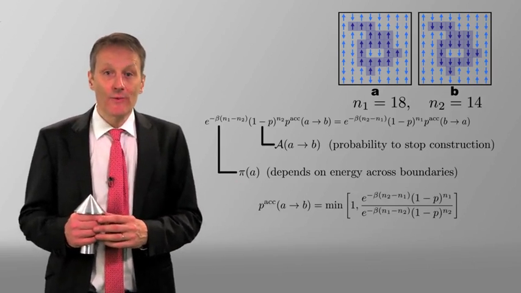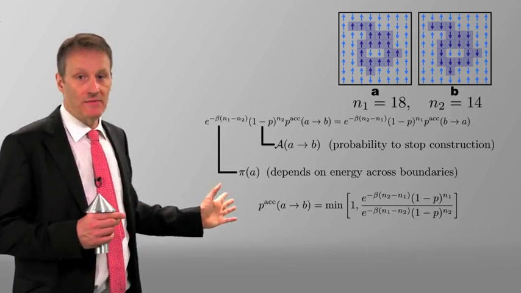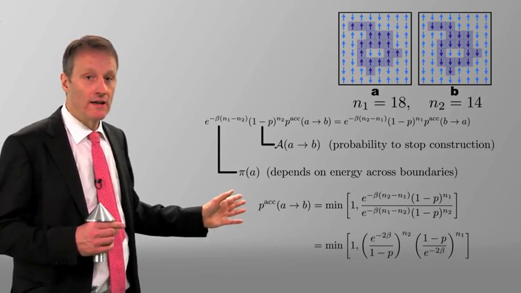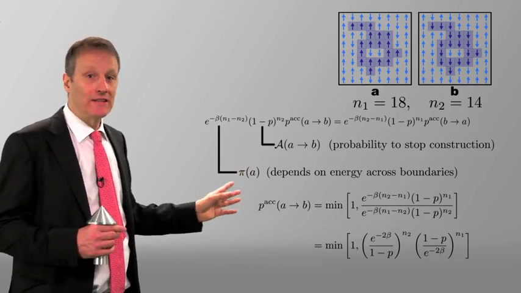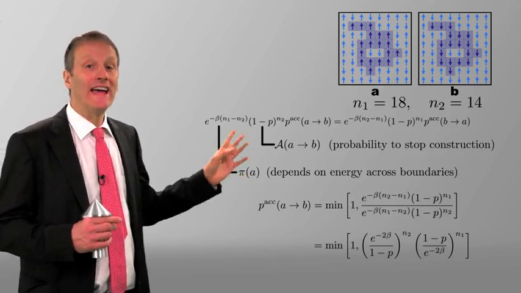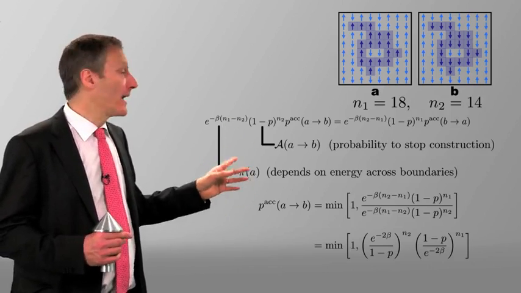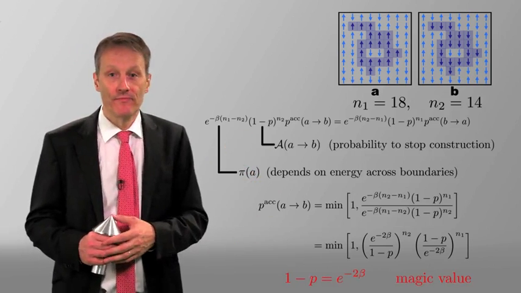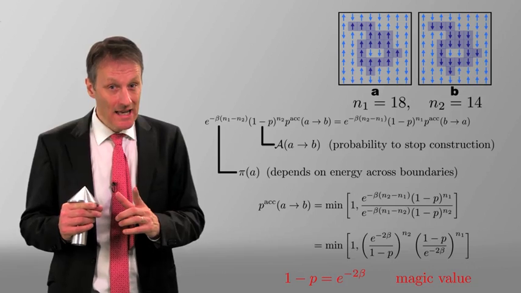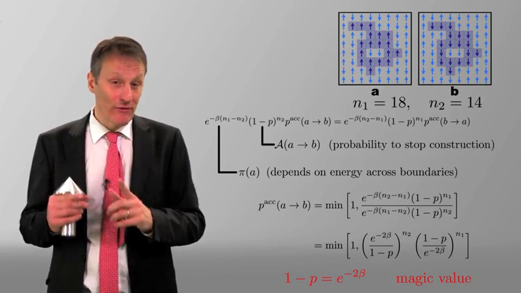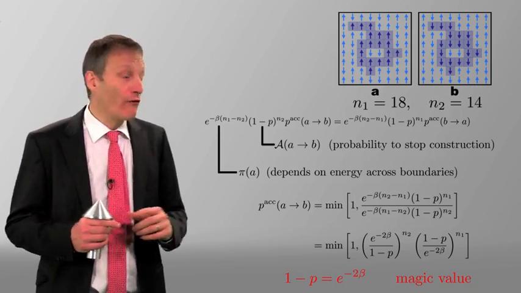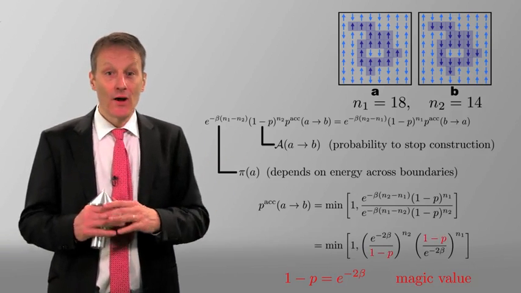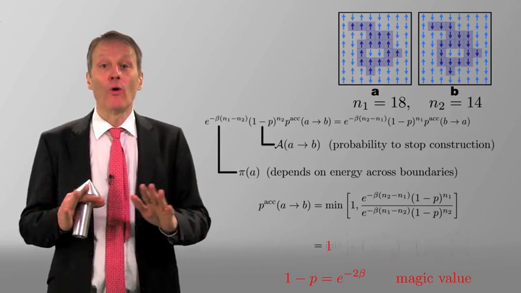And you see, we can simplify this acceptance probability and write it as the minimum of 1 and exponential minus 2 beta divided by 1 minus p to the power of n2, multiplied by 1 minus p divided by e to the minus 2 beta to the power of n1. You see that this equation again simplifies for the magic value of 1 minus p equals e to the minus 2 beta. For this magic value, we have no rejections.